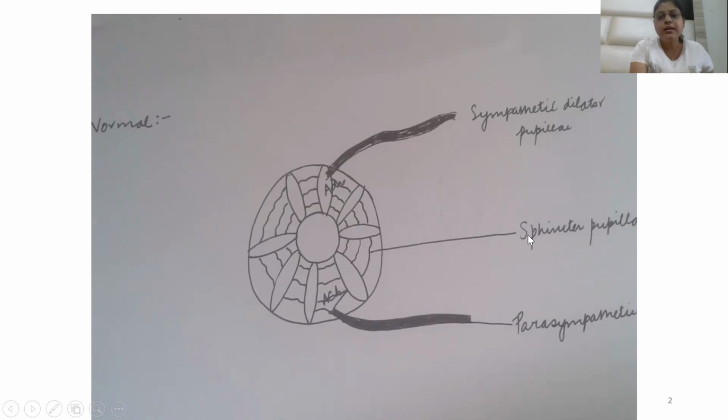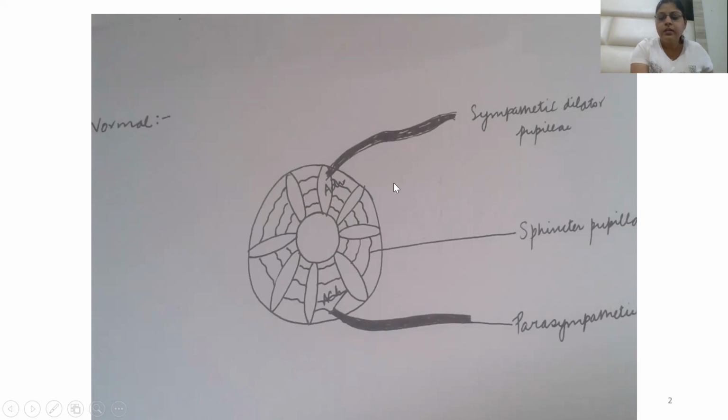And the sphincter pupillae has M3 receptors. So the neurotransmitter involved for the sphincter pupillae is acetylcholine, and on the surface of the dilator pupillae, the receptor involved is the alpha-1 receptor, and the neurotransmitter involved is adrenaline.